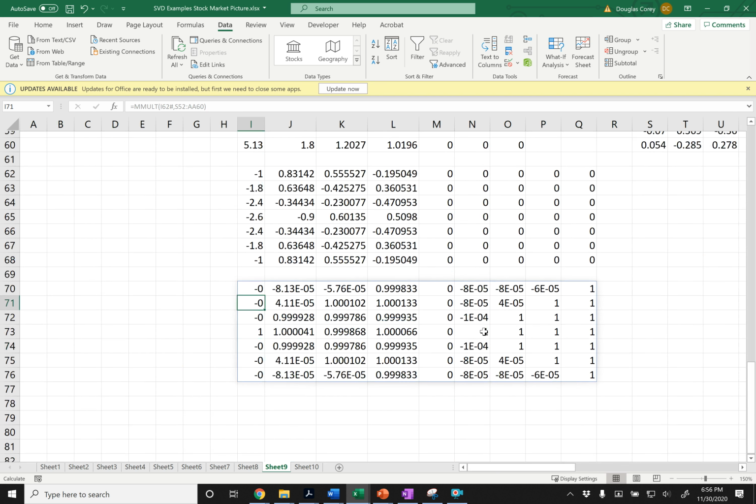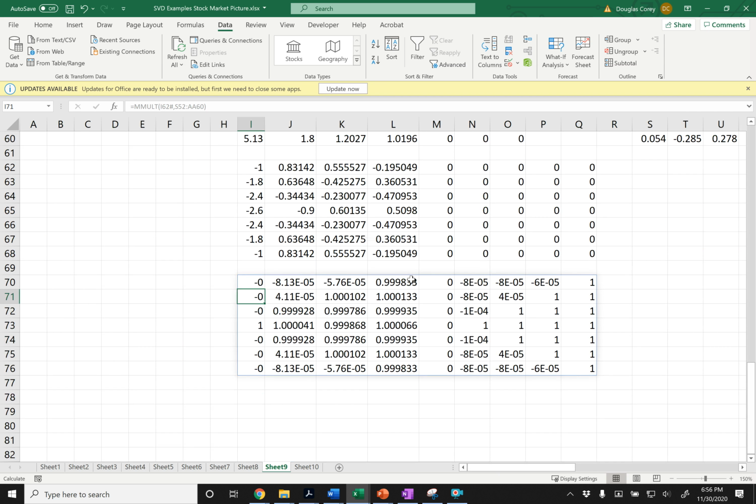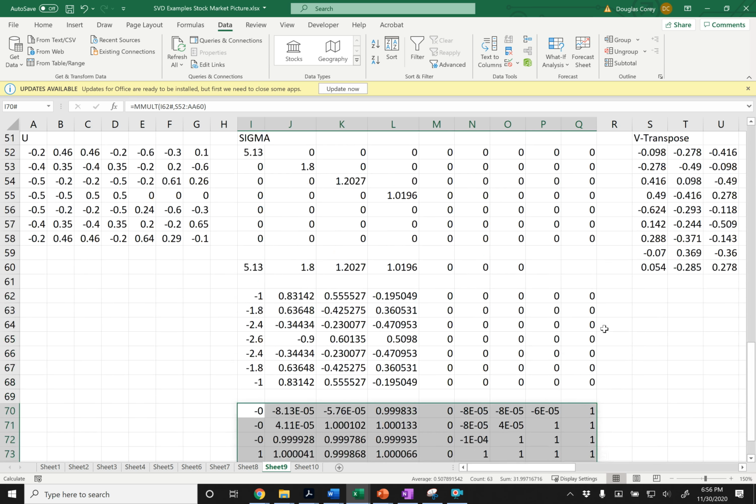So okay, we multiplied that out. This is u times sigma times v transpose, and you'll say, Brother Corey, that's not exactly the same. It's not, because the computer can only go so far and we get round off error. But you can see the things that were ones are all very close to ones, and the things that are not ones are really close to 0. So now here's the thing.